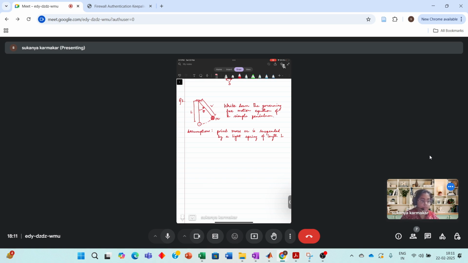So let's briefly stop for about 2 minutes. I want you to first try this, and then we'll discuss. So I'll give you a hint. Just cut this string here and try to draw the free body diagram for this ball. This is your hint. I request everyone to try to solve this.